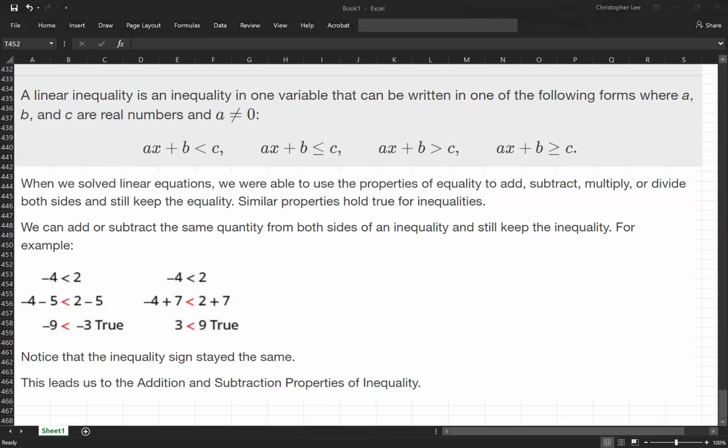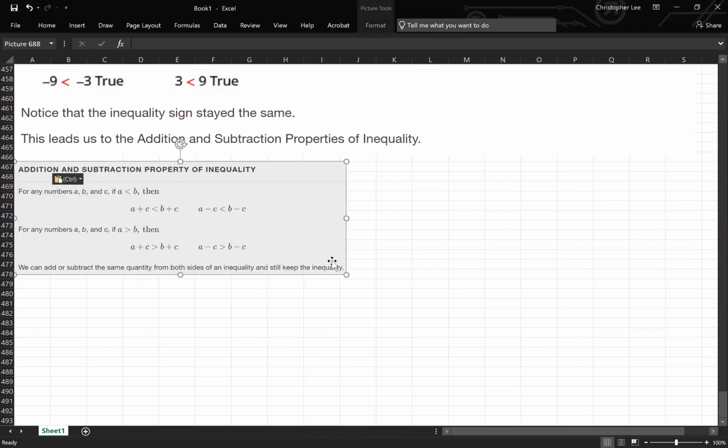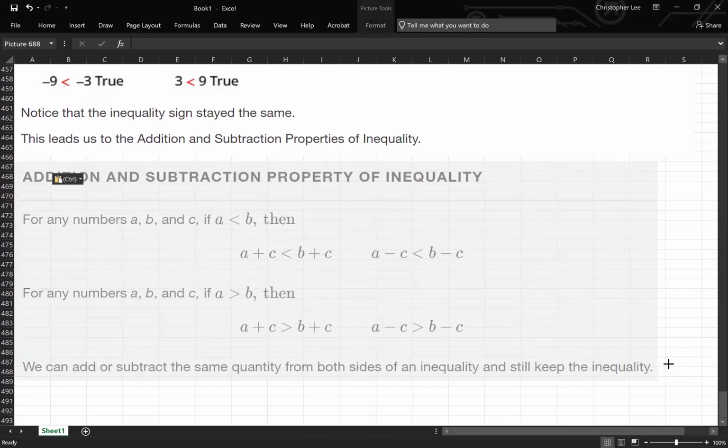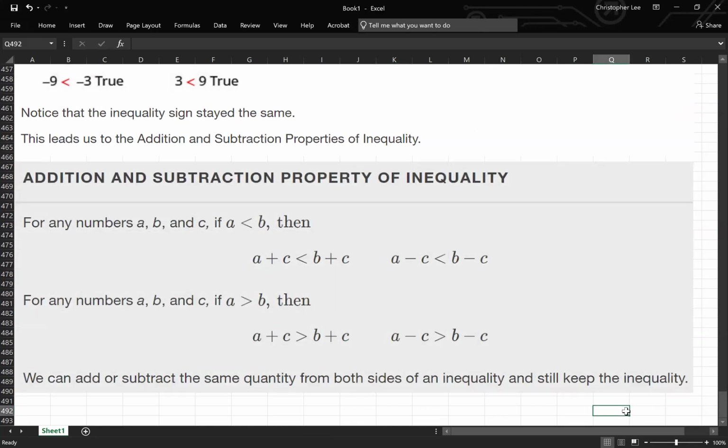All right. Let's get that out of the way. So what we're doing right now, we're just building the vocabulary a little bit. So addition and subtraction property of inequalities.